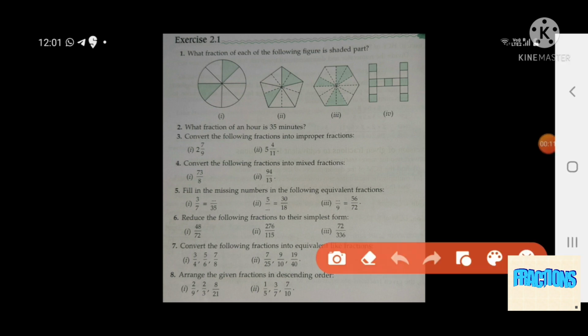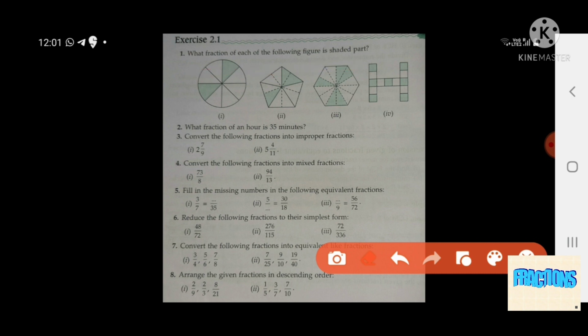So in the last class we did a brief introduction to fractions. In this class we are doing a few questions. So let's begin. The first question is: what fraction of each of the following figures is the shaded part?